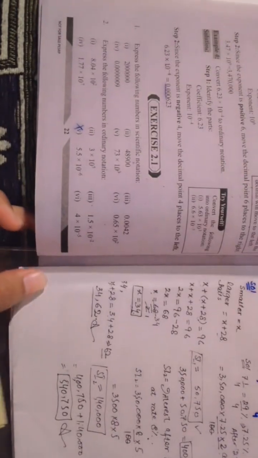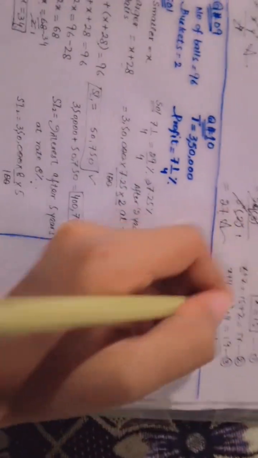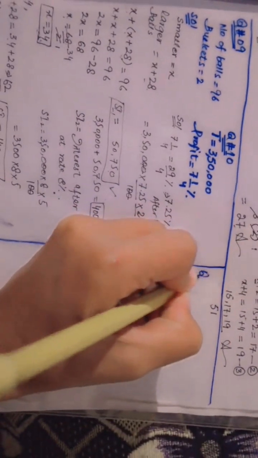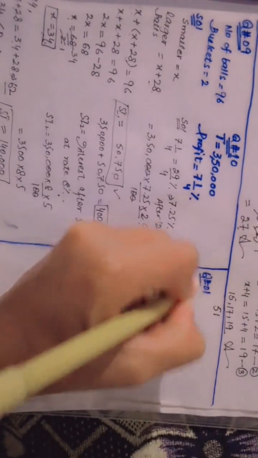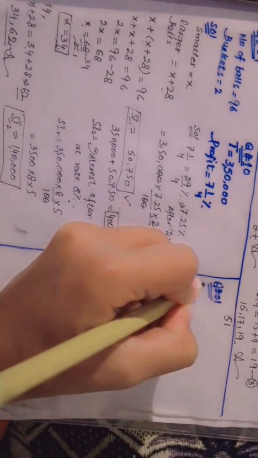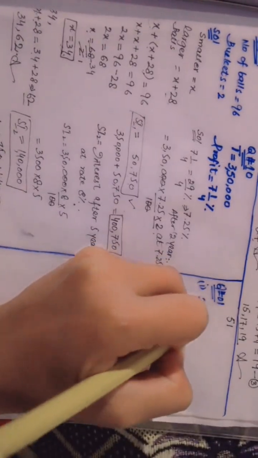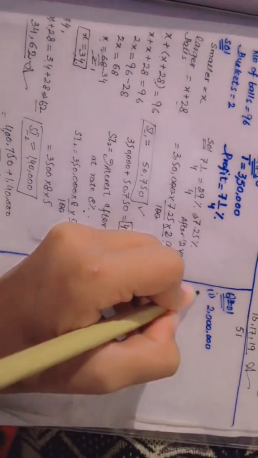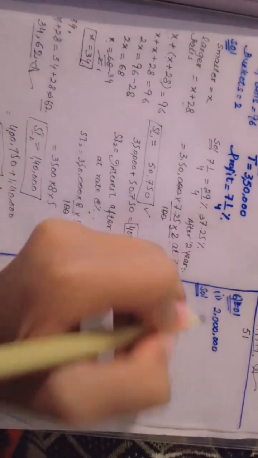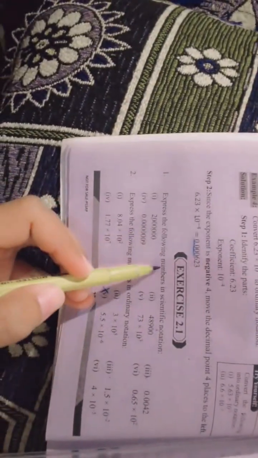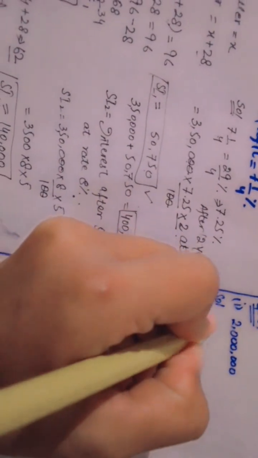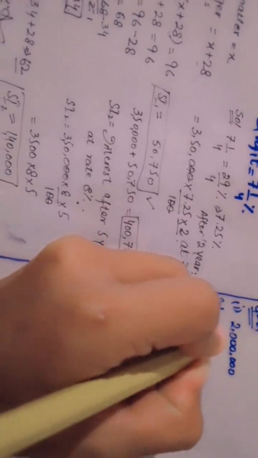Question number 1, part 1, is 2 million. We will solve it by using scientific notation. Express the following number in scientific notation. 2 million can be written in point form by using the power of 10.